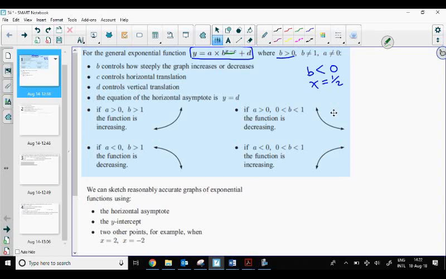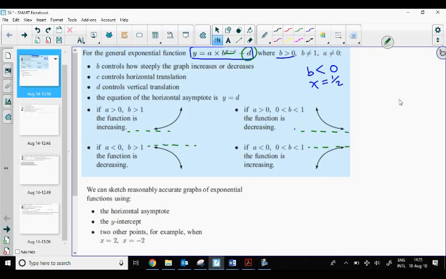So anyway, likewise, D controls the vertical translation, right? Just like with vertex form of a parabola, we saw it as the letter K in that case. That's shifting the graph up and down. D also happens to be the value where the horizontal asymptote is going to be for each of these. So they all have a horizontal asymptote either below or above.